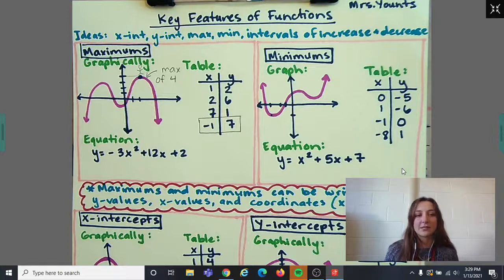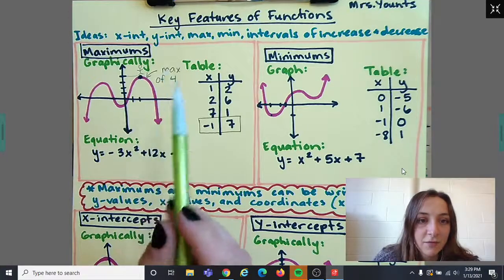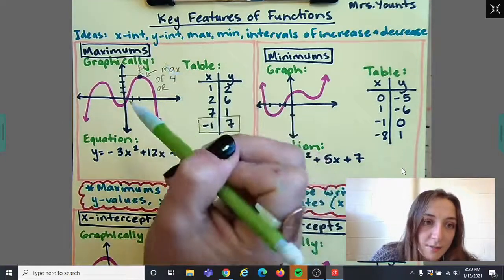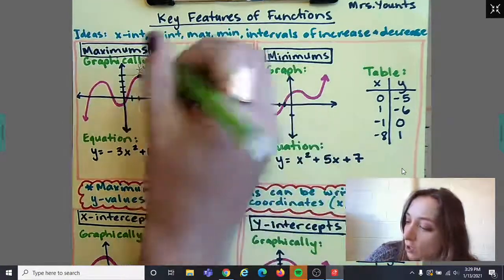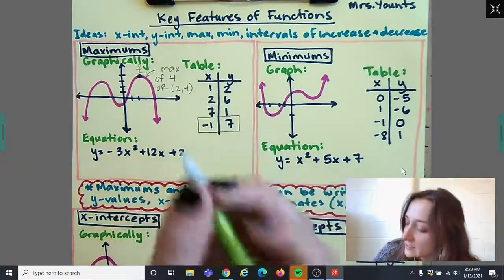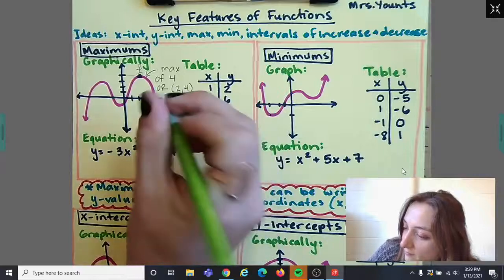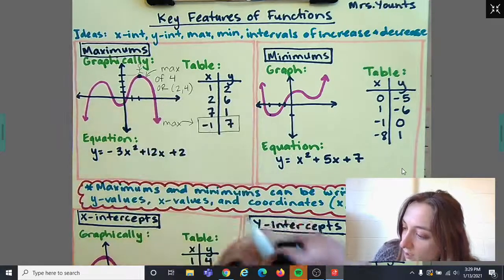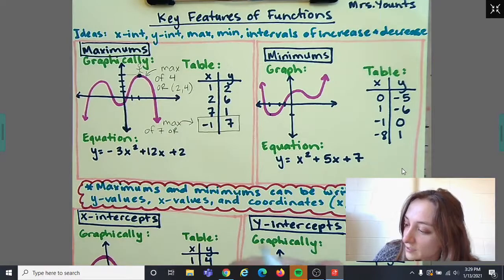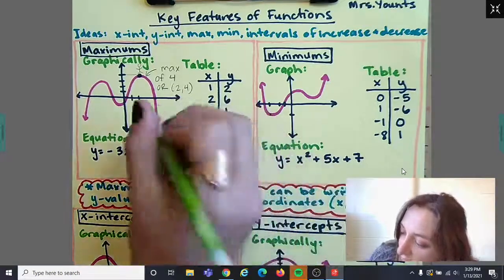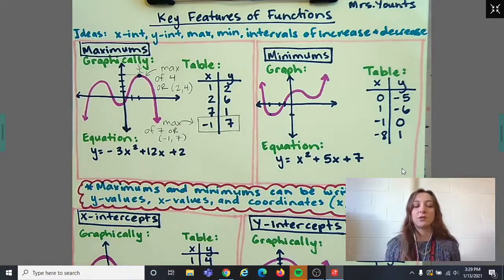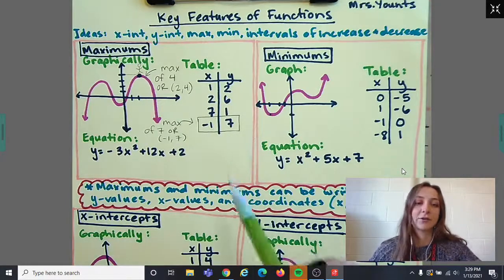Okay, so we could say the graph has a max of 4, or we could say it as a coordinate. So the maximum is at 2, 4. Same thing with the table. So we could say this has a max of 7, or we could say that the maximum is at -1, 7. So we could use it as a coordinate, or we could use it as a y value here.